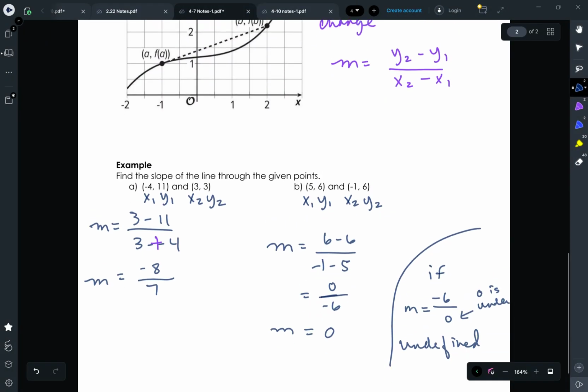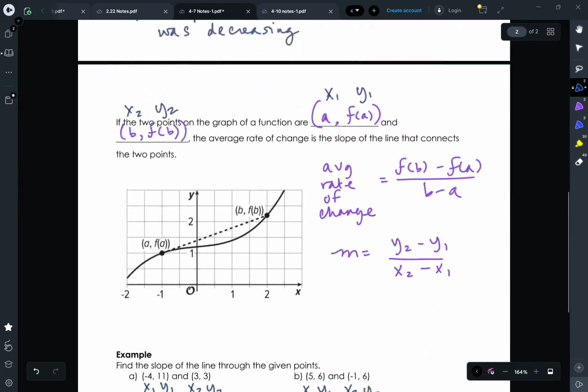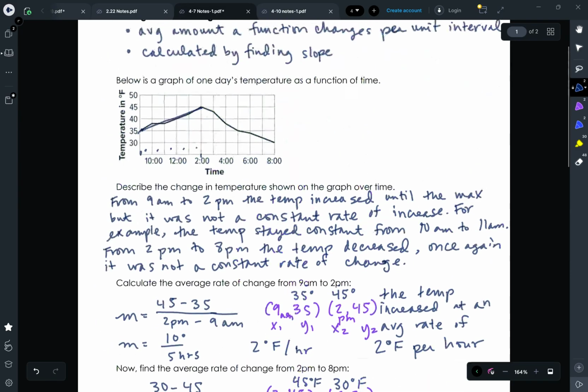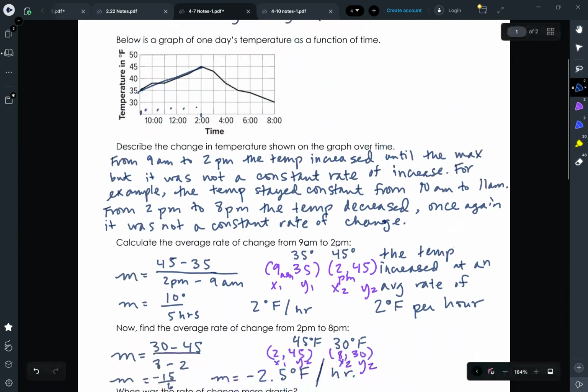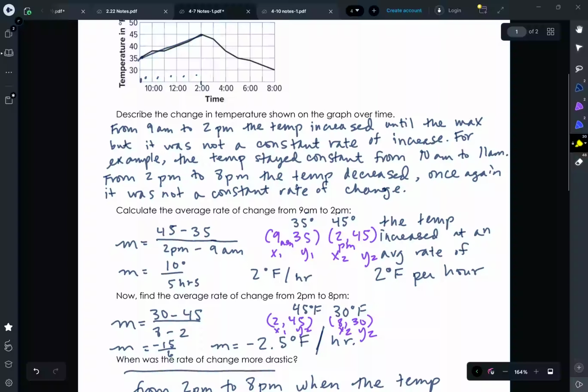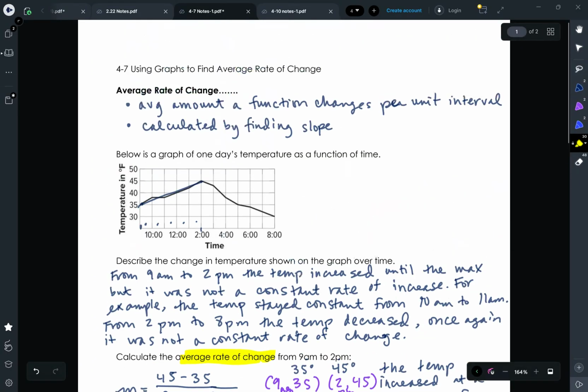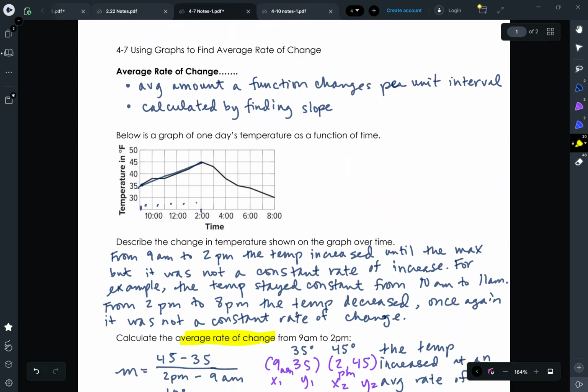So big ideas today are still doing the slope formula, being able to kind of look at a graph and describe what's going on with words. I think we're actually really good at that. And remember, they're going to say average rate of change. And when they say that, it really just means do a slope formula and be really careful when you're working with hours. As always, class, if you need help, please ask.